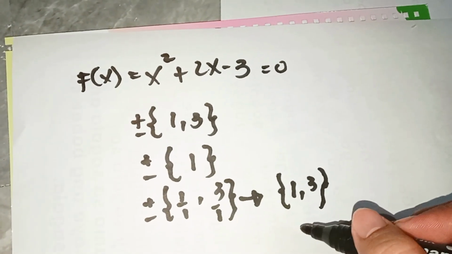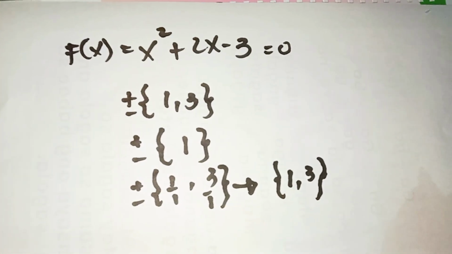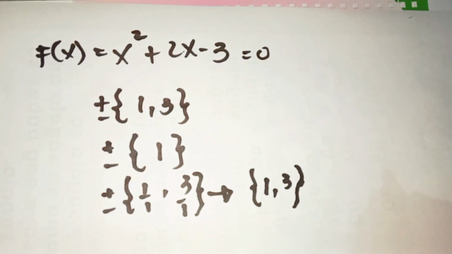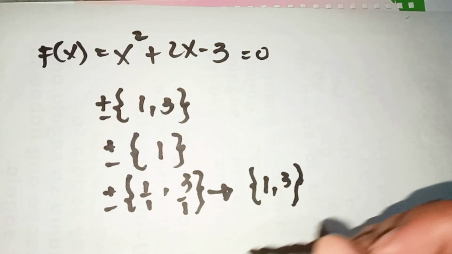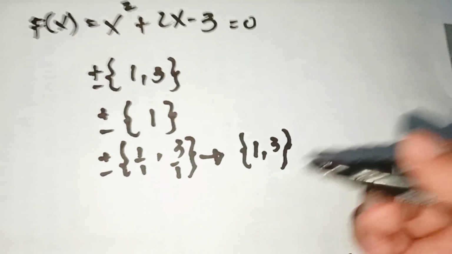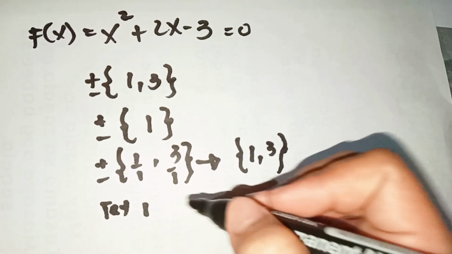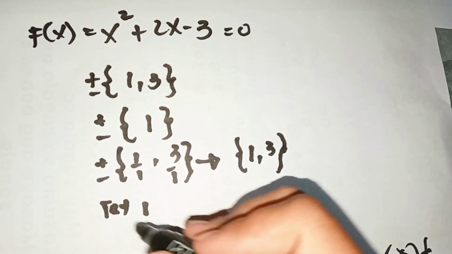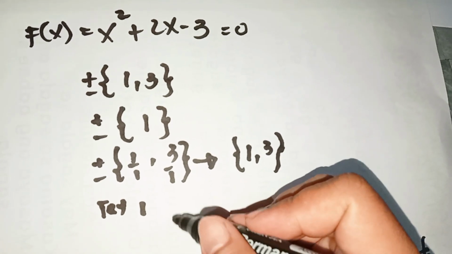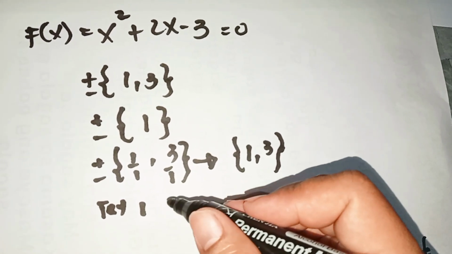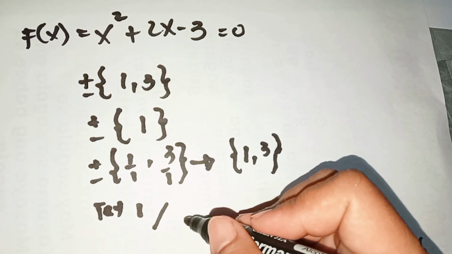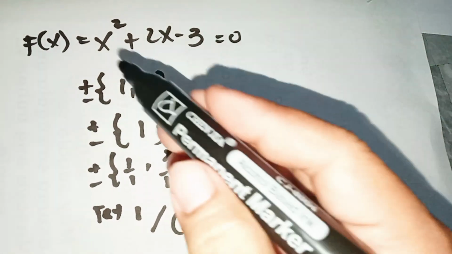So this 1 and 3 are the suggested roots, but we don't know what root, or the zeros, can give us 0 remainder. So all you need to do is have a trial and error. So we'll see. We try the 1.